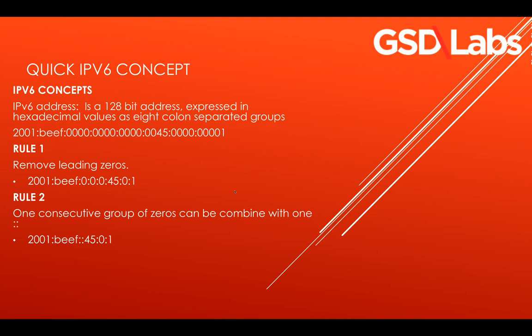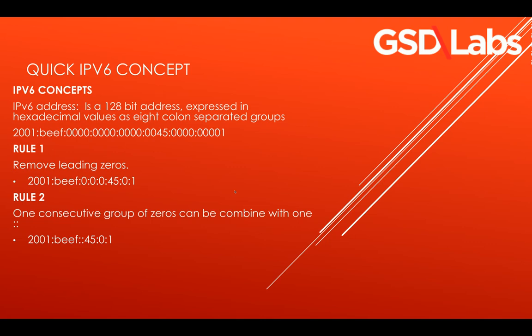And there's a second rule. The second rule states that you can take one consecutive group of zeros and combine them with one colon. And it's important, the keyword is one. You can do this only once on the entire address. It doesn't matter how many groups of consecutive zeros you have.